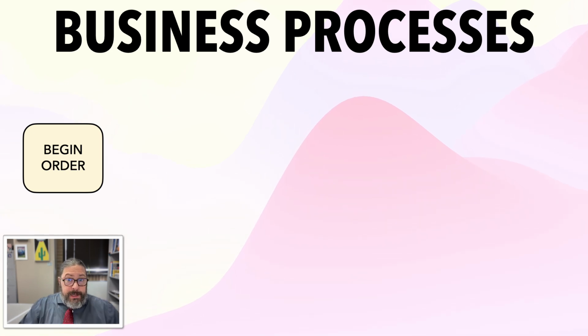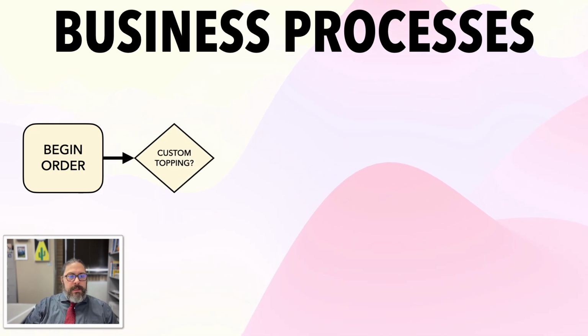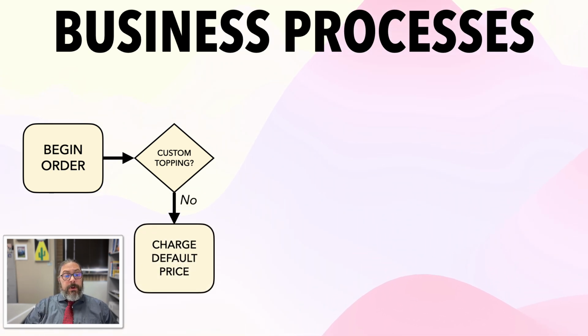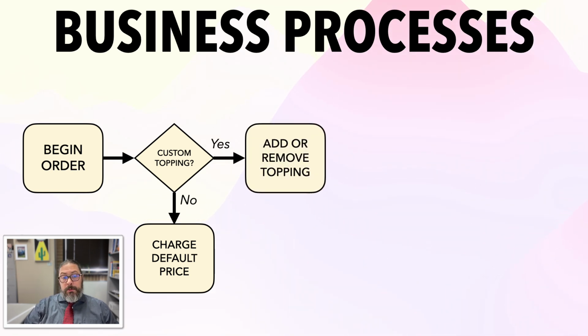Now, I decided to pick a business process that I think most people would enjoy, which is ordering a pizza. So the first step in that is to begin the order and then decide whether or not we want a custom topping. And if not, the default price is going to be charged for that. And if so, we're going to add or remove toppings. Now, that idea of choice is what we call selection in modular design.